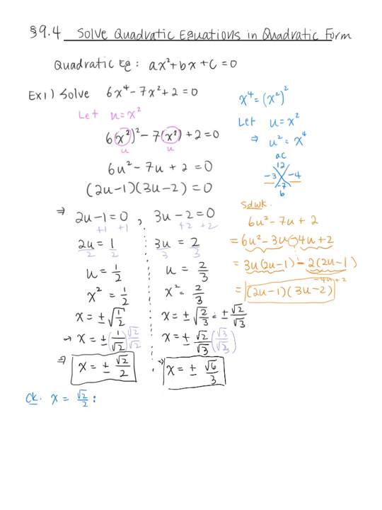I'm going to plug that back into the original equation, and then we're going to have 6 root 2 over 2 to the fourth minus 7 root 2 over 2 squared plus 2. Now the question is, is that going to add up to 0? All right, so we got this.